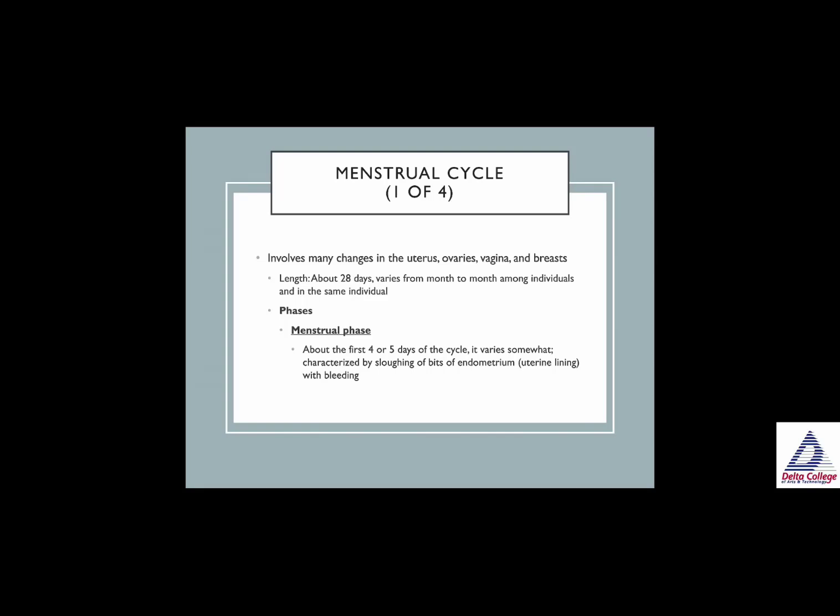Now there are phases. The first is the menstrual phase. This is about the first 4 or 5 days of the menstrual cycle. It varies somewhat, but it's characterized by sloughing of bits of endometrium, which is the uterine lining, with bleeding.